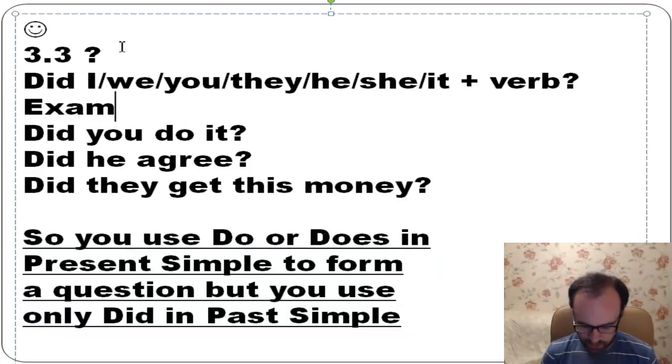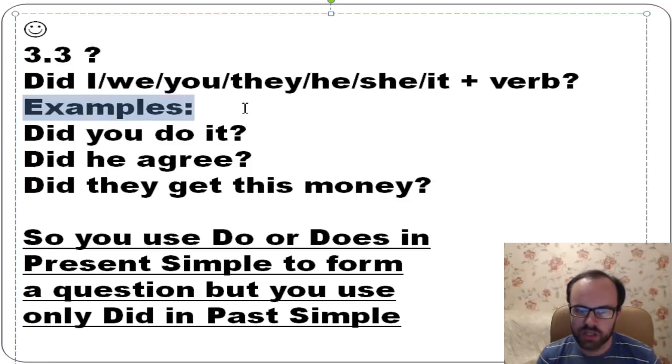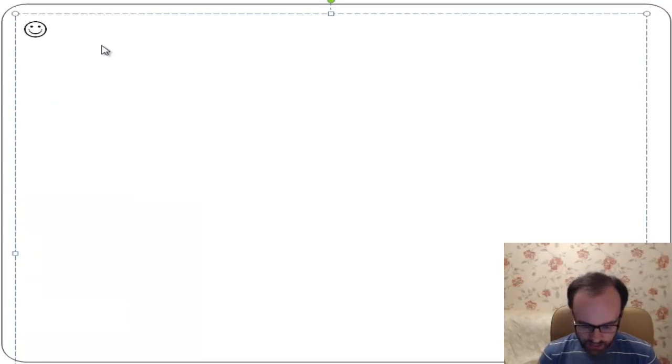So you have some examples. Did you do it? Did he agree? Did they get this money? So use do or does in present simple to form a question, but use only did in past simple. So good. And there are some exercises.